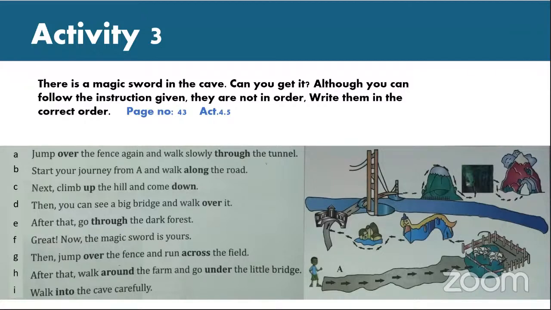But although you can follow the instructions, of course you can understand them, they are not in order. First, you have to write them in the correct order. Okay, let's see. Let's read. I'm going to read it to you to make it easy for you. And let's see what are the prepositions discussed in this activity.